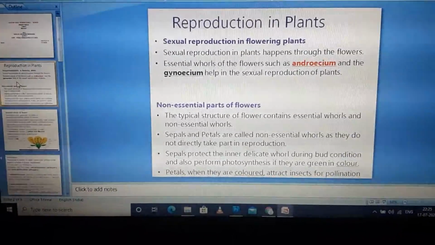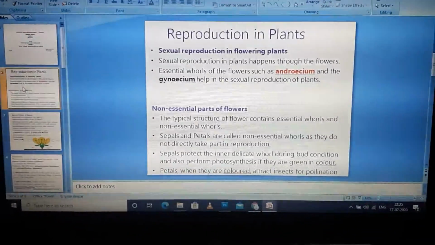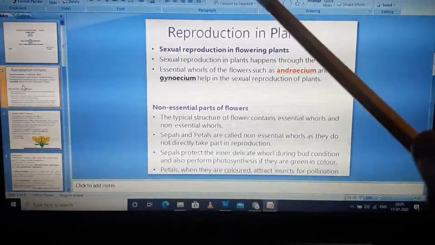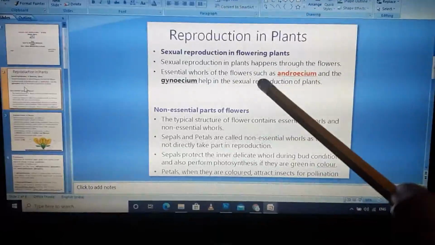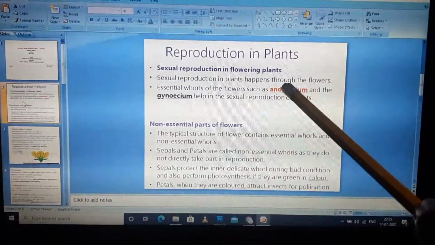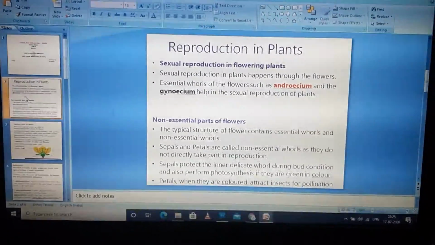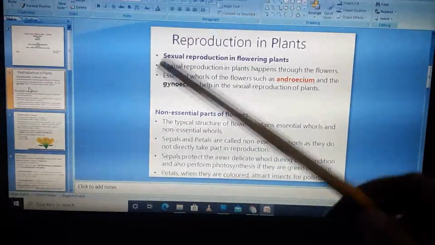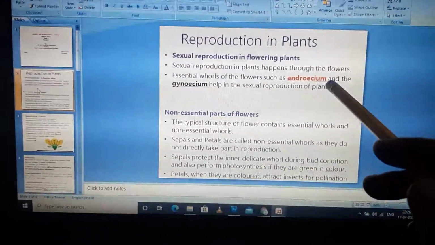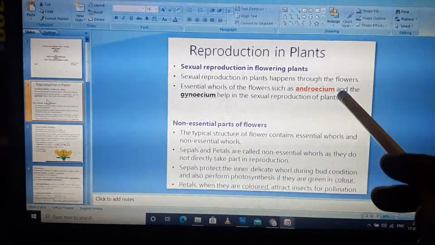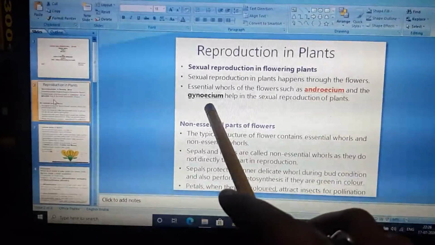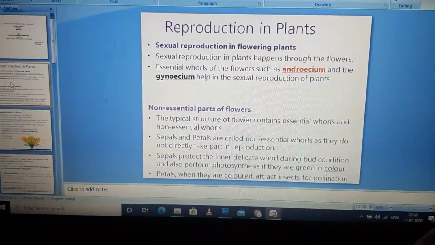So, reproduction in plants occurs through flowers. Flower is the sexual reproductive part of the plant. It has two essential whorls. One is androecium, which is the male part, and the other is gynoecium, which is the female part.